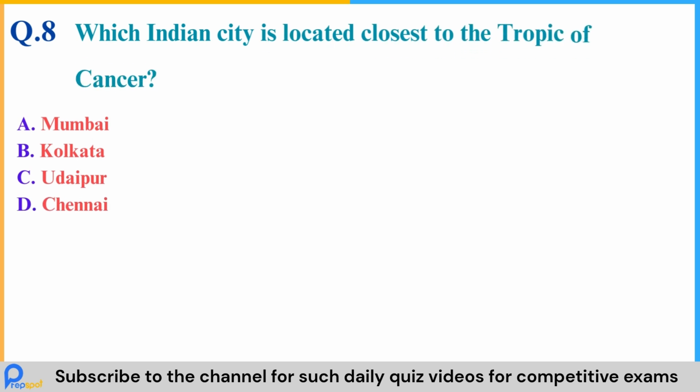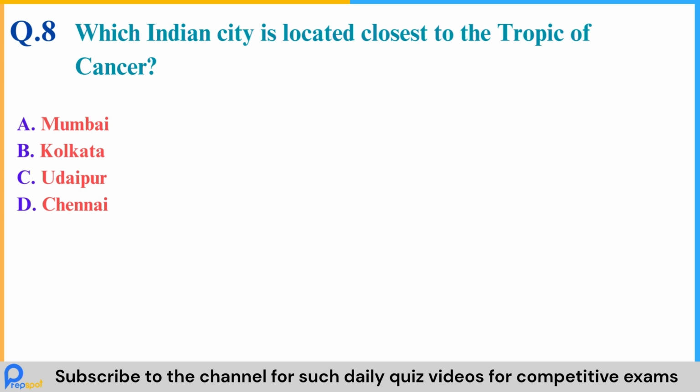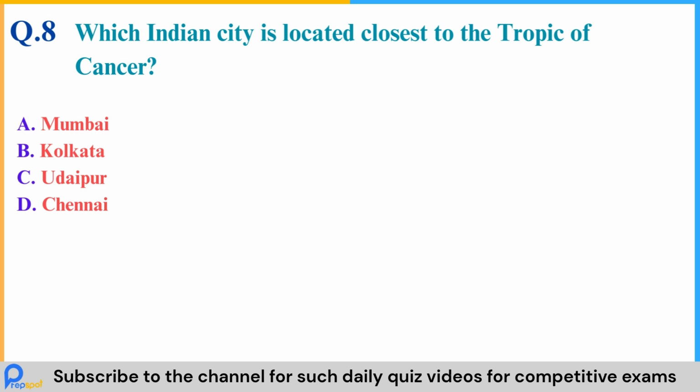Which Indian city is located closest to the Tropic of Cancer? A. Mumbai. B. Kolkata. C. Udaipur. D. Chennai.